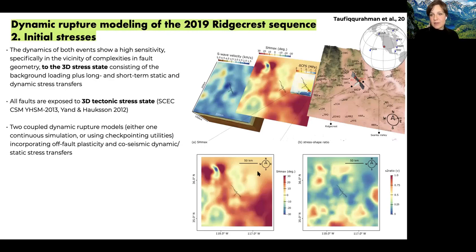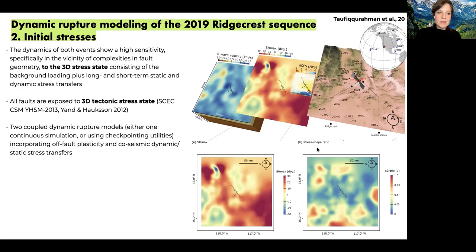I show here how this 3D SCEC stress community model translates into SHmax, the direction of the maximum compressive stress, and the S2 ratio, which balances the two largest components of the stress tensor in the principal coordinate system.